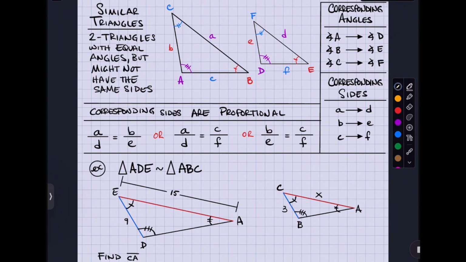Now, guys, we have to keep it. This is not about fairness. This is about keeping an order. So if I said A over D, then I have to say that's equal to B over E. Does that make sense? I've got to stay consistent. Not fair, consistent. Okay?